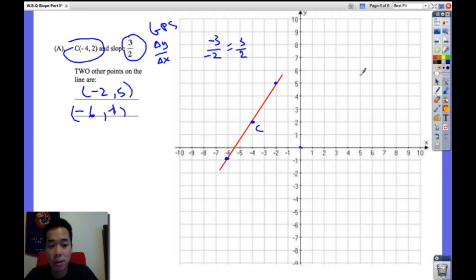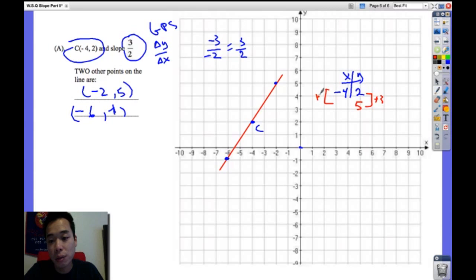Another way you can do it is build a t-table. You start at, here's my x, here's my y. I have -4 over -4, 2. I'll switch colors. My change in y is +3, so +3. There's 5. I know my change in x is +2, so that's -2. So right there, -2, 5, and -6, -1.